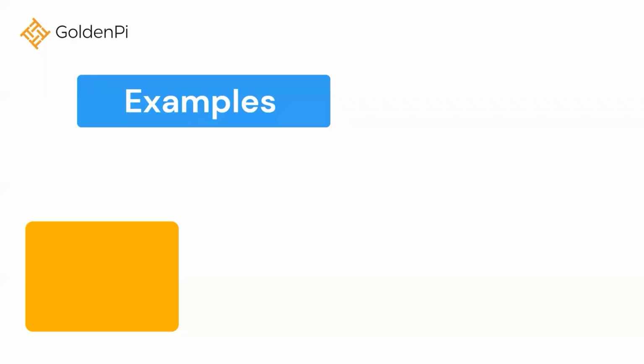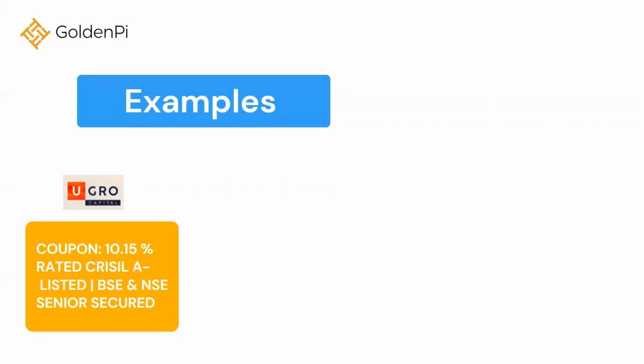So I'll show you a few examples from the past. This is a company which has raised debt from the market through the NCD IPO route. And here's one such example. Let's say it did an issuance of debt some time back. The coupon rate was 10.15%. The debentures were rated CRISIL A minus. These debentures are listed on the exchange, both BSE and NSE, and they were senior secured in nature.